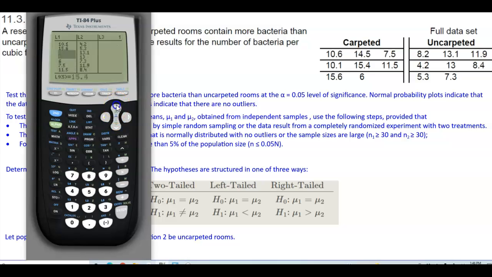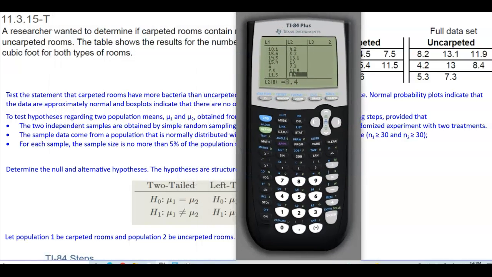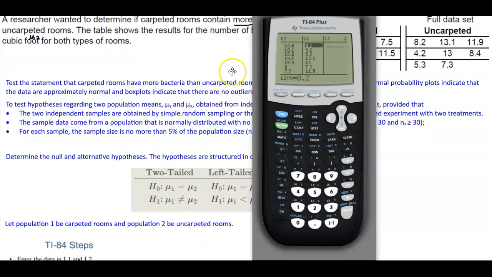Now you've got to be careful to make sure you don't miss anything in there, so you want to review that information correctly. And then in L2, we have 8.2, 4.2, 5.3, 13.1, 13, 7.3, 11.9, and 8.4. Now we have our data in the lists. Okay, now the next thing that we want to do is determine if the normal probability plot shows a linear situation.